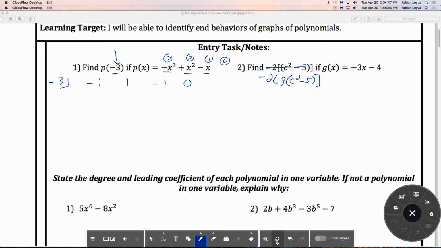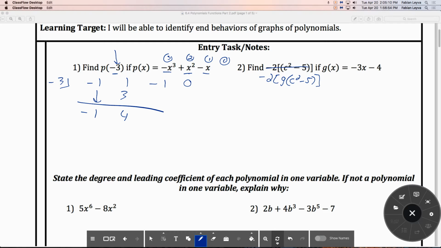The first thing you're going to do is bring down your first leading coefficient, which in this situation is a -1. Remember, when it's below the line, you're going to multiply it by your multiplier. So -3 times a -1 is a +3. -1 plus 3 is a +2. That's the way I always like to memorize it. Multiply below the line, add above the line. And then you just repeat the process over and over.